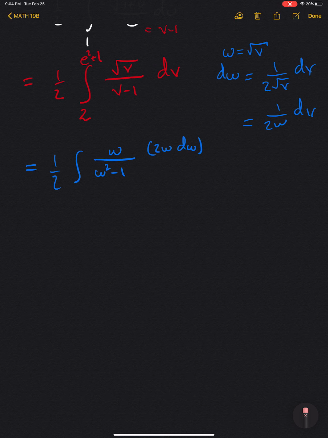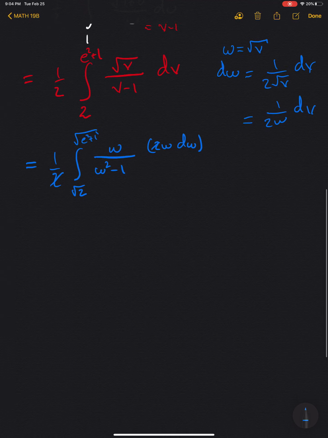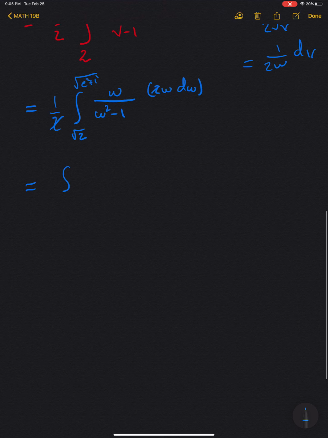So in here, I just need to translate the bounds. Our integration bounds would be square root of 2 and square root of e squared plus 1. Again, if v equals 2, that means that using our substitution, w is square root of 2. And if v equals e squared plus 1, then w is going to be the square root of that. So in the end, the 2's cancel, and we have a very nice expression. This will be the integral from square root of 2 to square root of e squared plus 1 of w squared over w squared minus 1 dw.